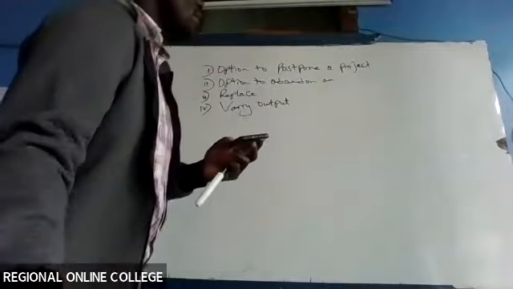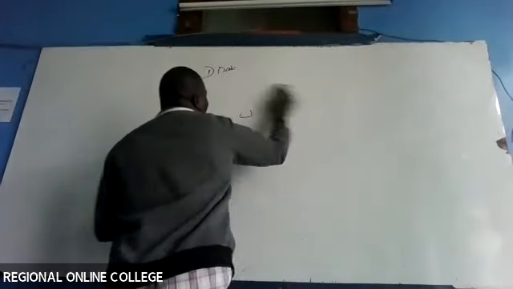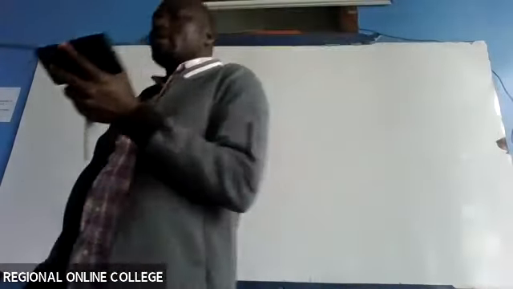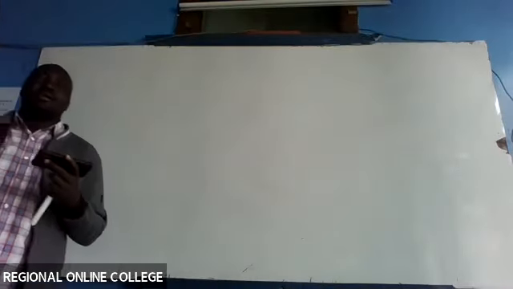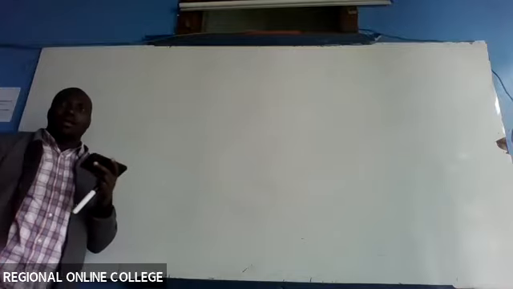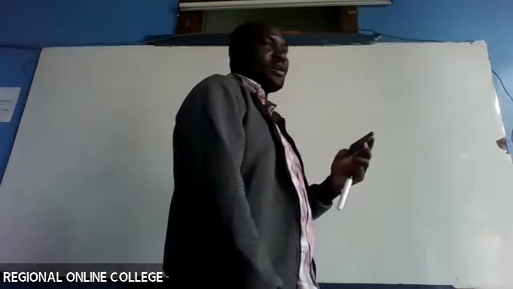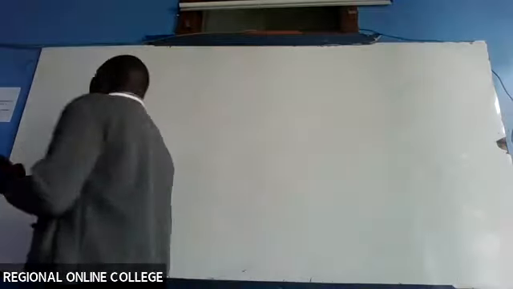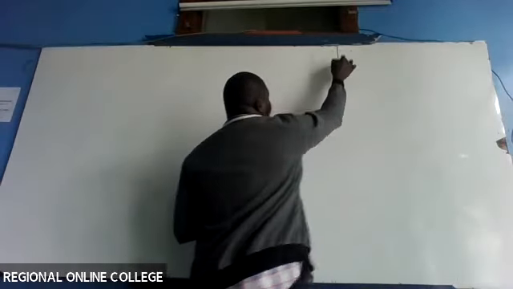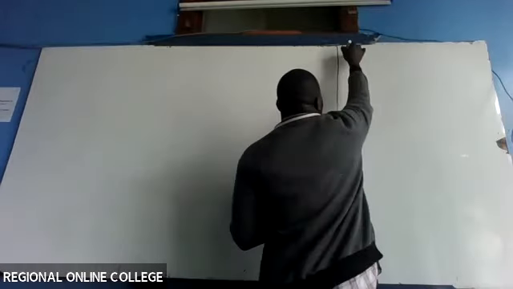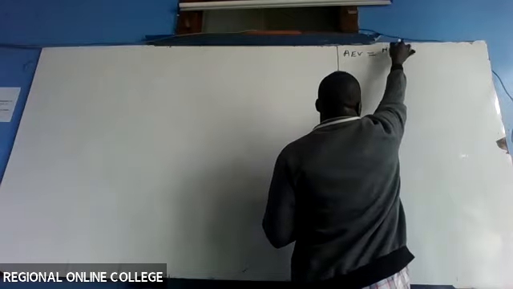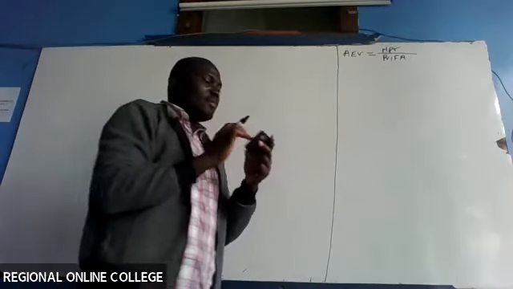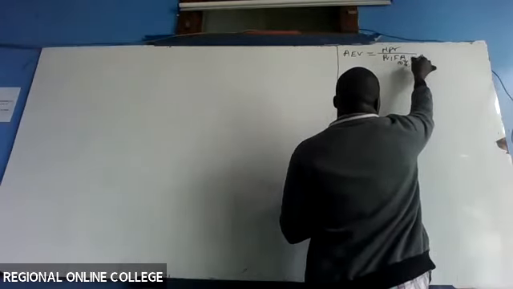So as a solution, we just say this. We determine the AEV for each of the replacement options. And you remember AEV equals NPV divided by the annuity factor. Cost of capital how much? You shall use 10% for N years.